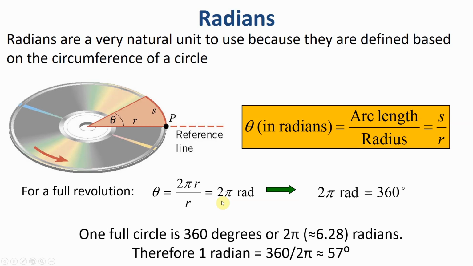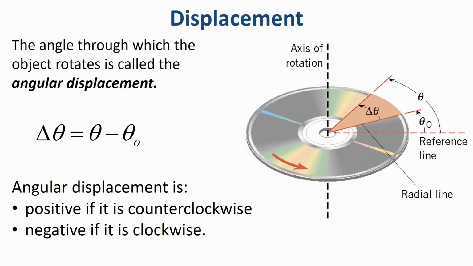All right, so now I'm going to measure my angle theta in radians. Let's see how far something goes. So we'll just define an angular displacement. Delta anything in this class means a change, so delta theta means a change in theta. So I start at some initial theta, theta naught. I end up at some final angle theta, and the difference between those is delta theta.